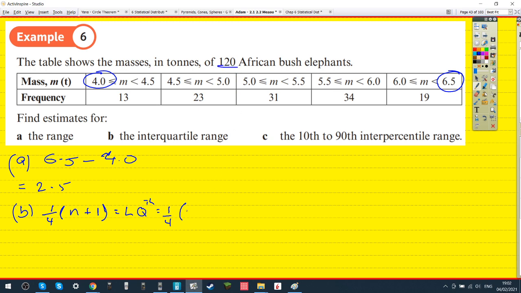120. 119, I got. Oh, 120. In fact, let's just say it's a quarter of 120, because it won't make much of a difference. Which is 30. Yep. And so it's the 30th elephant. Okay. What is the mass of the 30th elephant? Between 5 and 5.5 tons. All right. Can you get more exact than that? How do we do it?